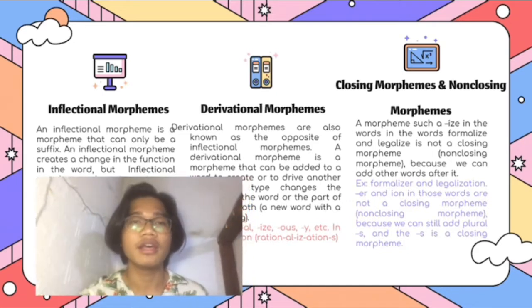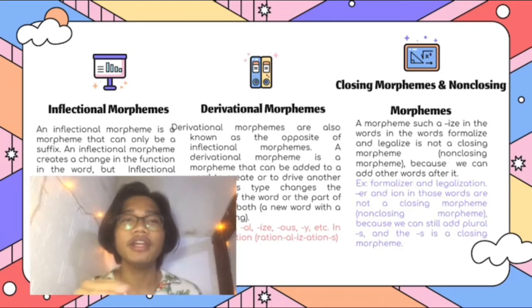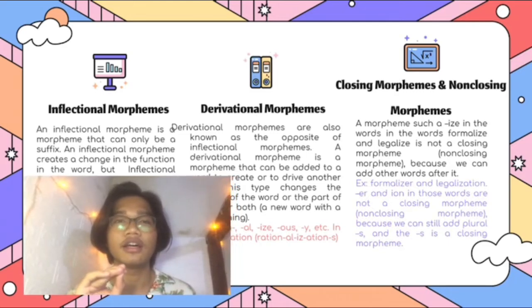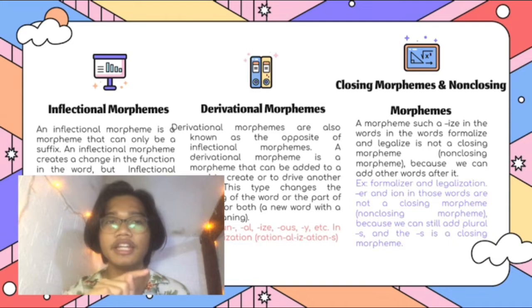5 morphemes, and the final morpheme is the suffix -s.